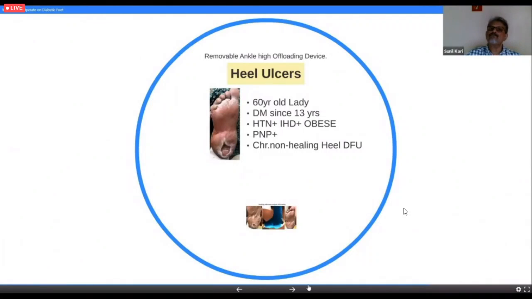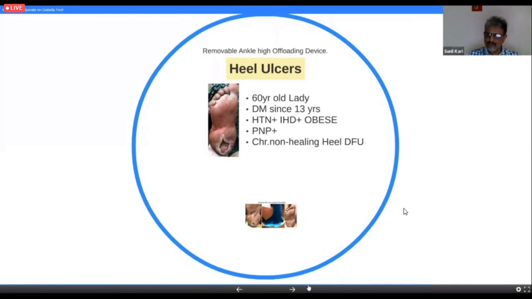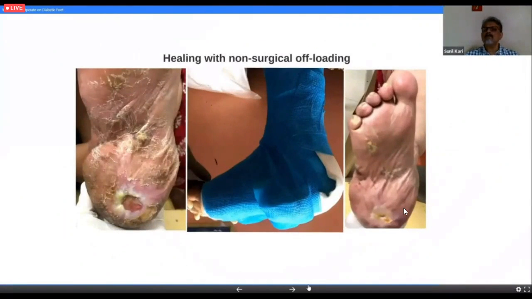Removable ankle high offloading device for the heel ulcers. A 60-year-old lady, diabetic for 13 years, hypertensive, IHD, with obesity, peripheral neuropathy, and a chronic non-healing heel DFU. We designed a non-surgical offloading device wherein the patient responded very well, and we could appreciate good healing of the heel ulcer, and later the patient was advised customized footwear, and the patient has an excellent quality of life.